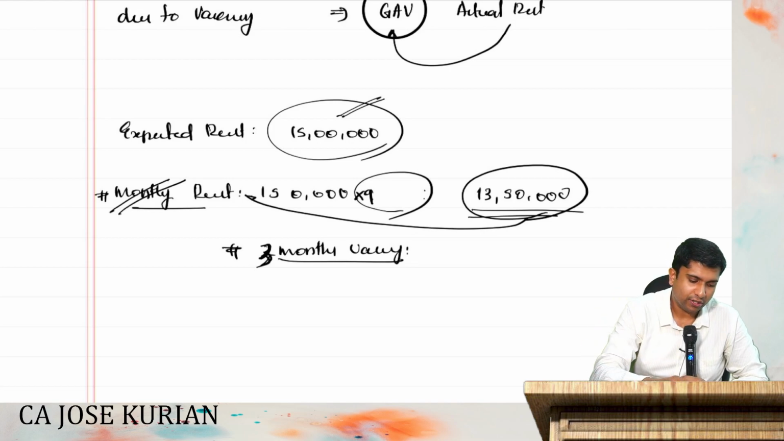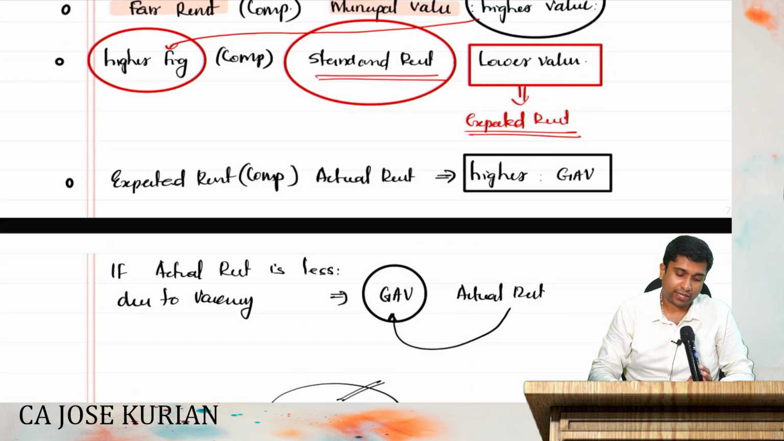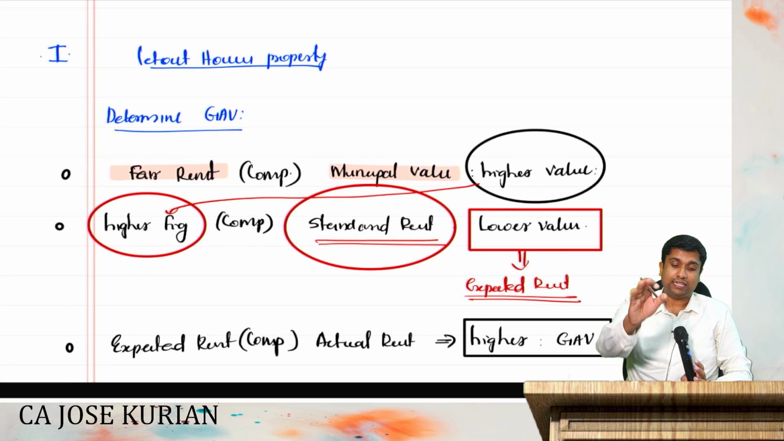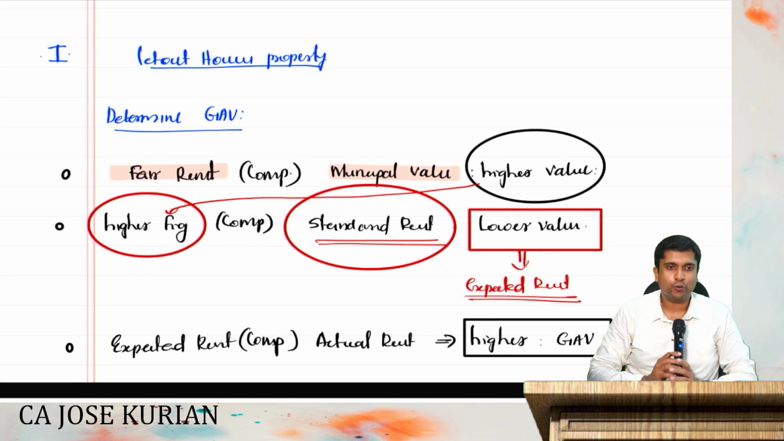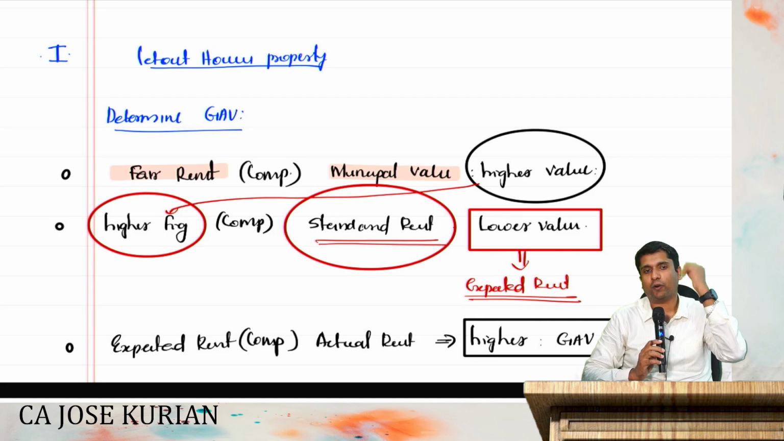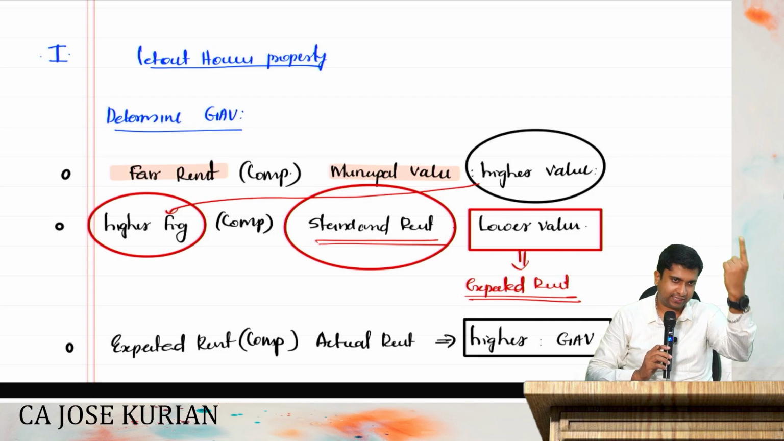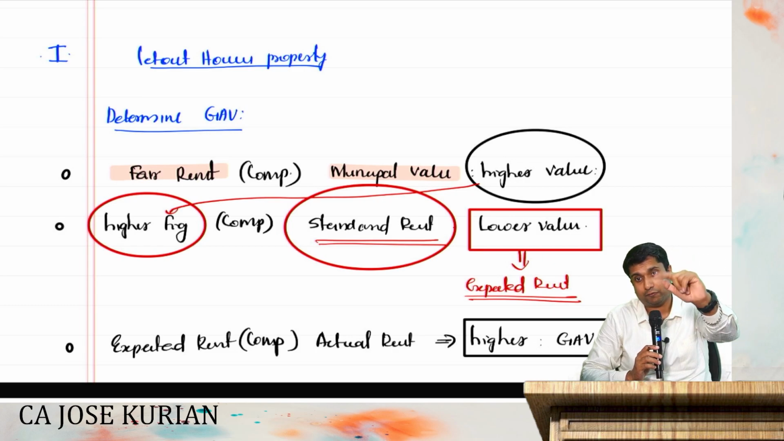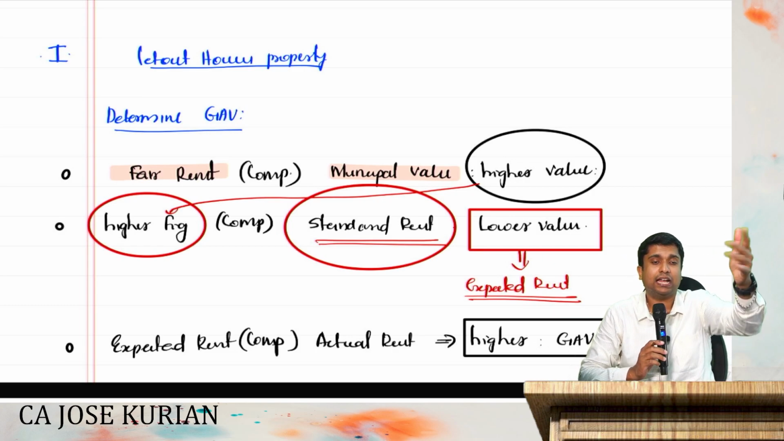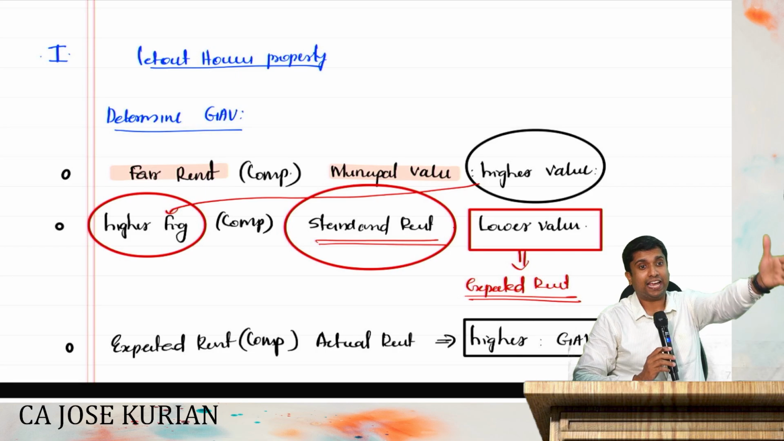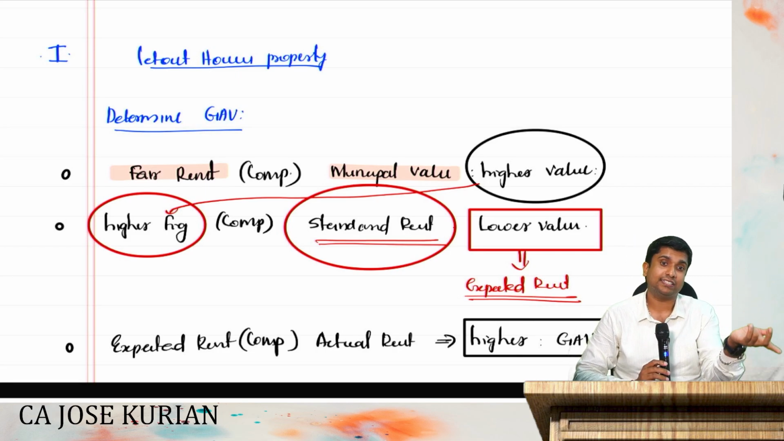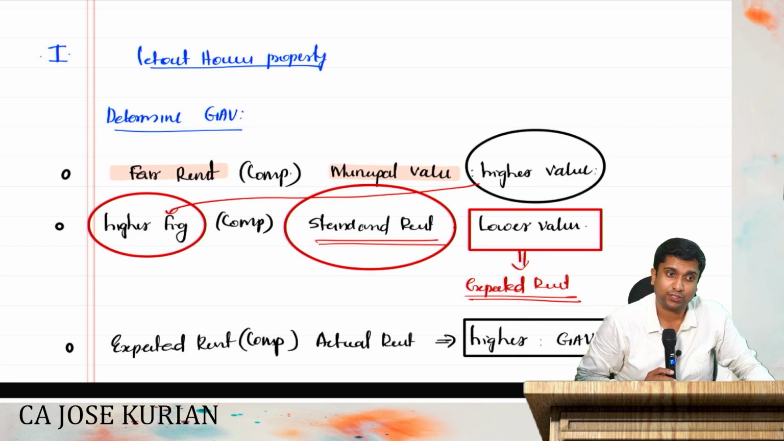So let's move on with the next point. So we were talking about what? Let out property. So tell me friends, how do you compute gross annual value of let out property? You take fair rent, compare it with the municipal value, take the higher figure. That higher figure, compare it with the standard rent, take the lower figure. That lower figure is said to be expected rent. Expected rent you compare with the actual rent, take the higher figure. That higher figure is called gross annual value.